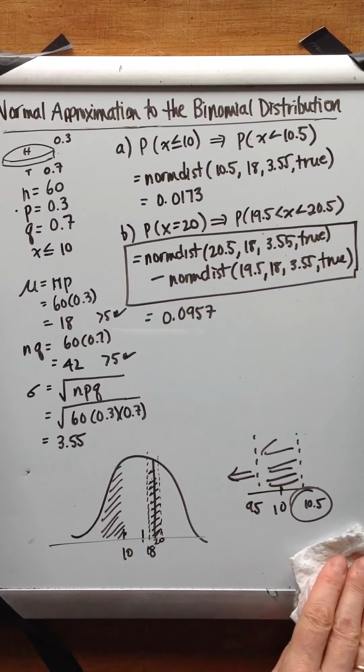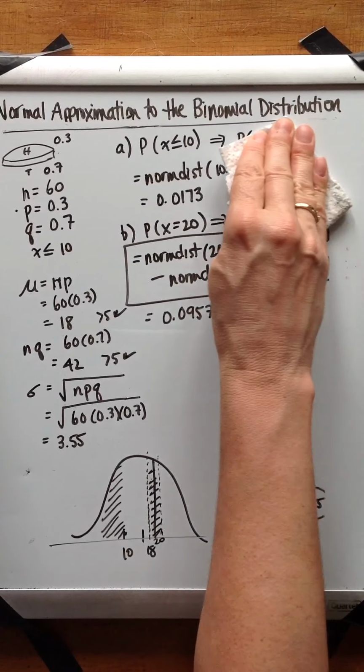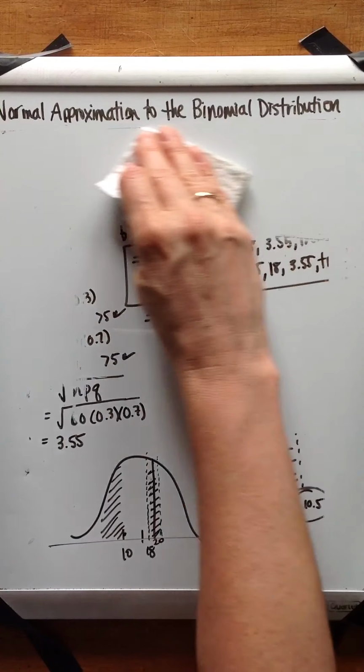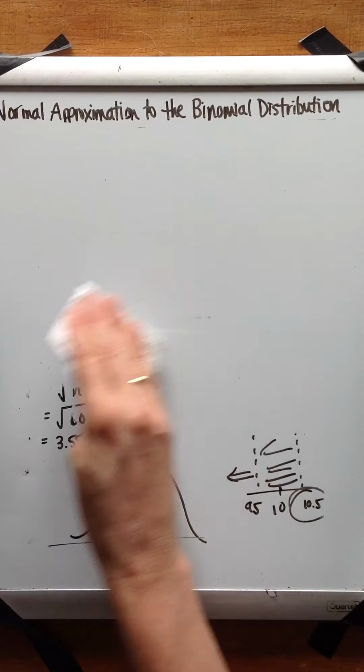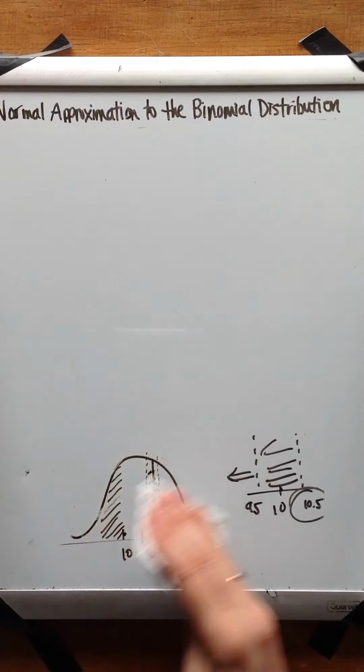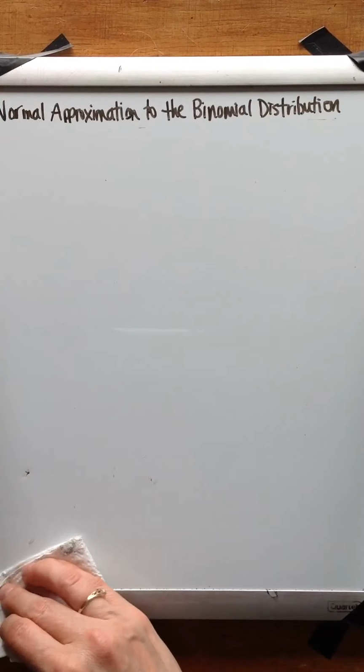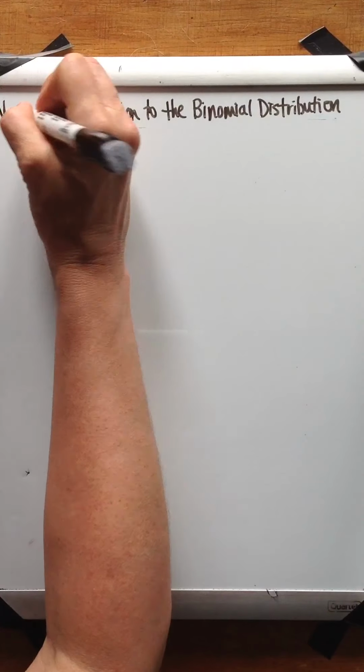Let's do one more example together. In this example, it states that 43% of Canadians will say that they don't like NHL hockey. You can decide if you want to believe that or not. Let's say you survey 1,000 Canadians. What's the probability that more than 400 of them will say, I don't like NHL hockey?